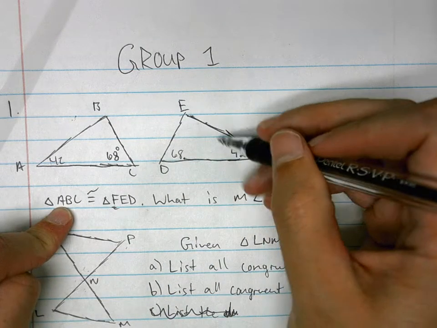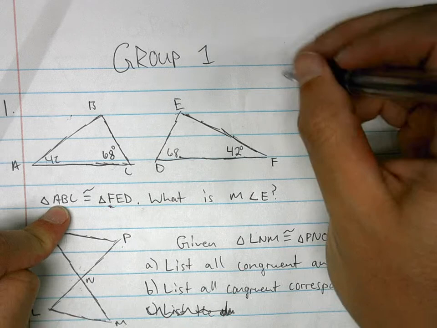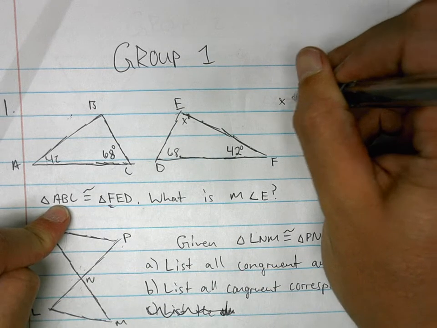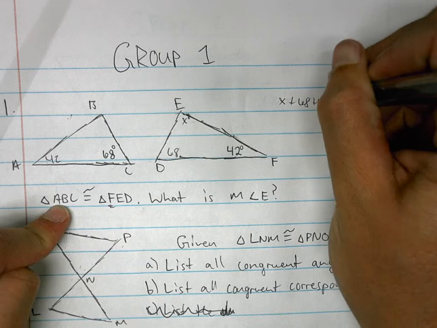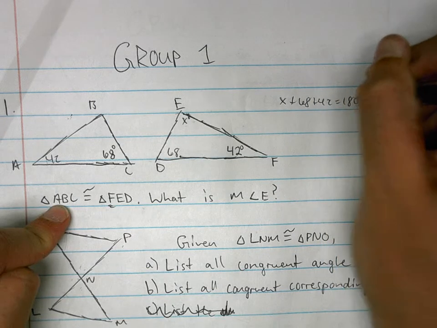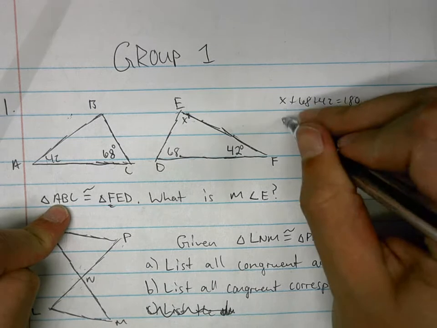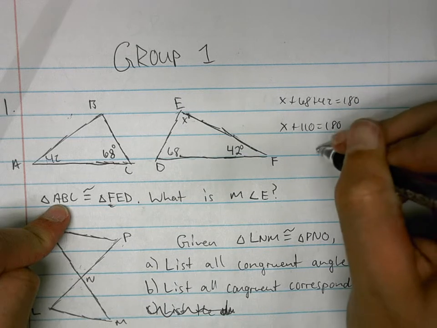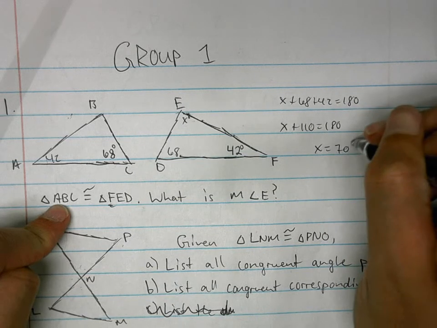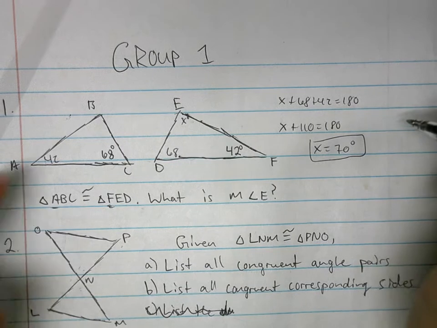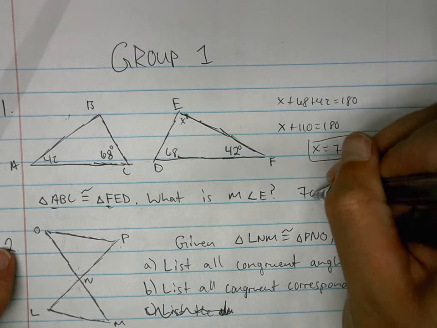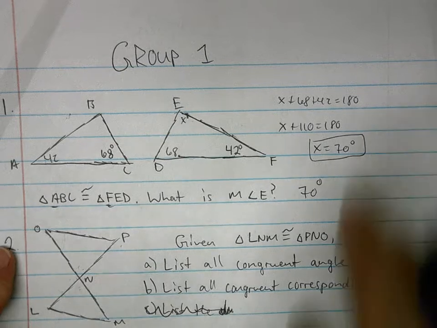And all the angles in a triangle must add to 180. So I'll make that x degrees. X plus 68 plus 42 equals 180. And we combine like terms, you get x plus 110 equals 180, or x is equal to 70 degrees. So that would be the measure of angle E. The measure of angle E is 70 degrees.